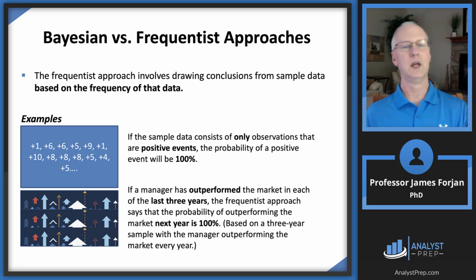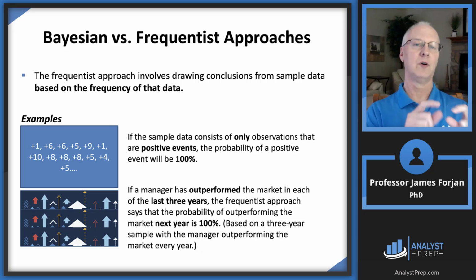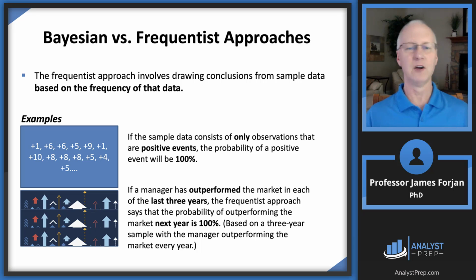Right, so you look in the blue box there. You have a +1 and a +6. So all those are probabilities. All those are positive numbers. And so notice I got the dots after the +5. Whether there are 5 or 500 or 5 million of them, if they're all positive, then the probability of a positive event will be 100%.